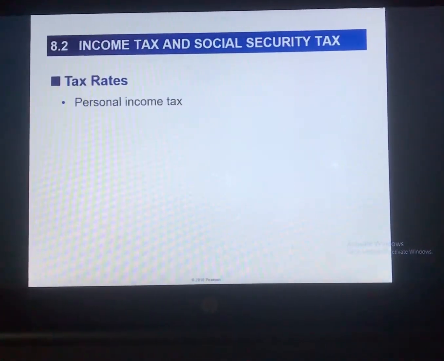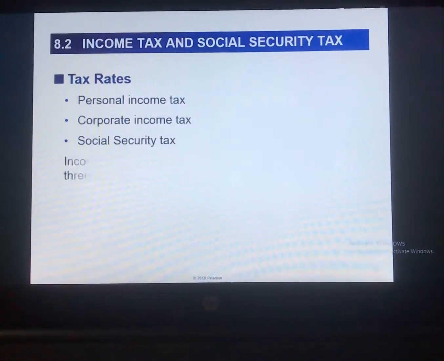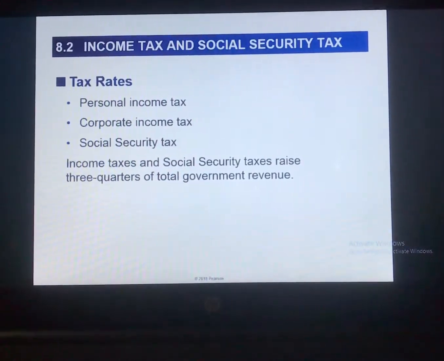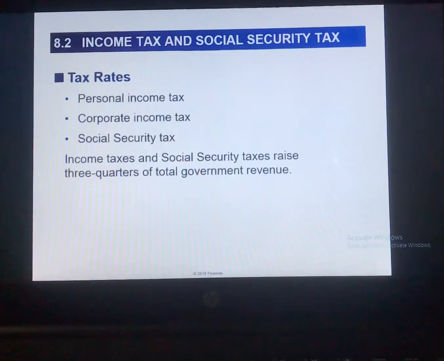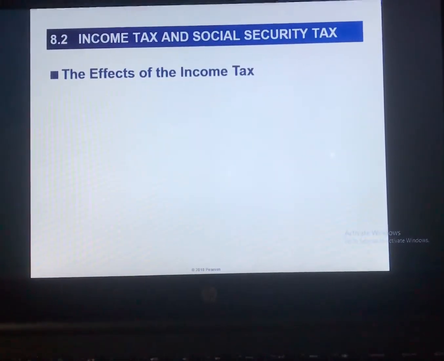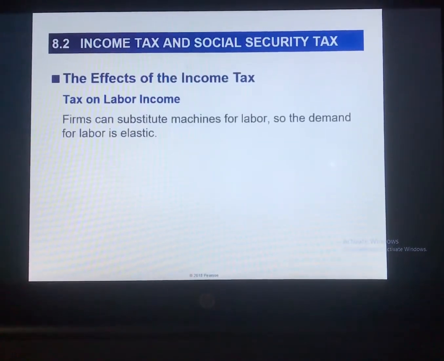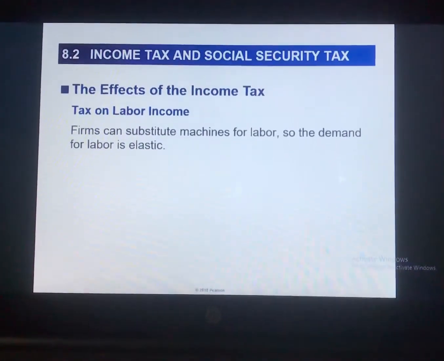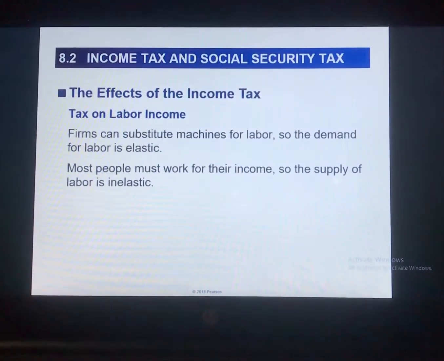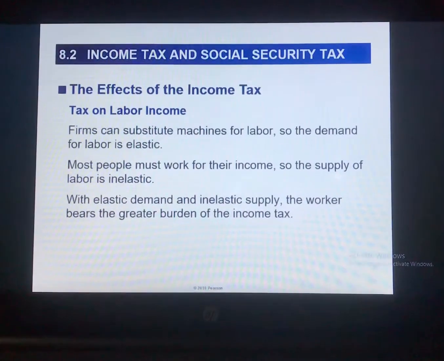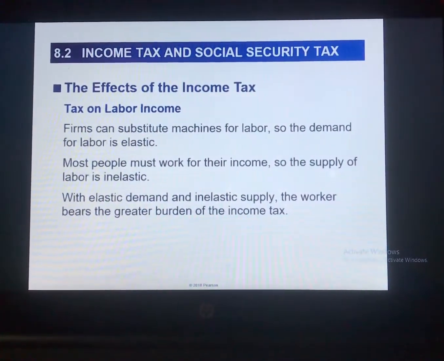So let's talk about tax rates. Tax rates are expressed in personal income tax, corporate income tax, social security tax, etc. Income taxes and social security taxes raise three-quarters of total government revenue. So let's talk about the effects of income tax. Tax on labor income: firms can substitute machines for labor, so the demand for labor becomes elastic. Most people work for their income, so the supply of labor is inelastic. With elastic demand and inelastic supply, the worker bears the greater burden of income tax.